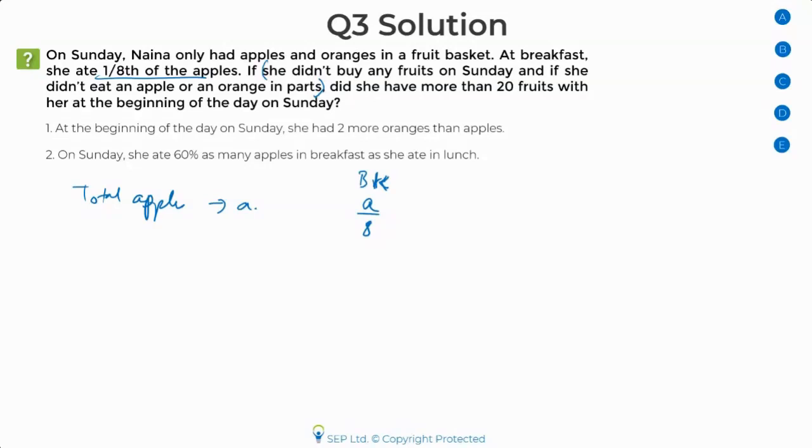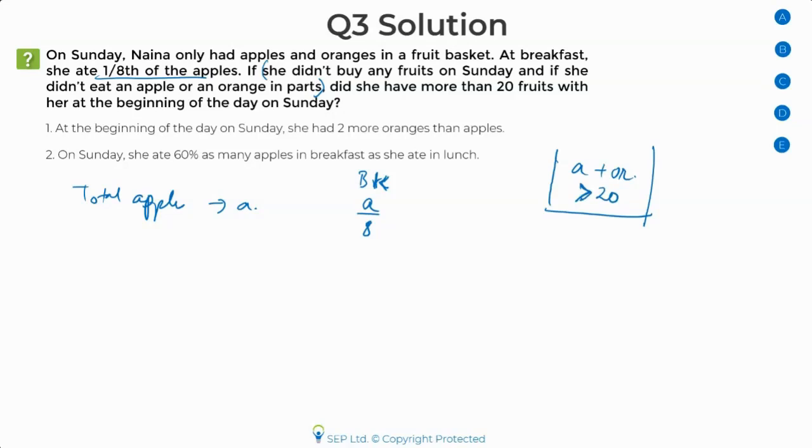Okay, the question is, did she have more than 20 fruits with her at the beginning of the day? So they are basically asking, in the fruit basket, where there are only apples and oranges, is the sum of these greater than 20 or not. Okay, that is what we are trying to find out.